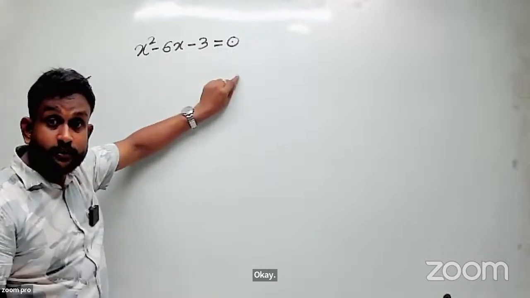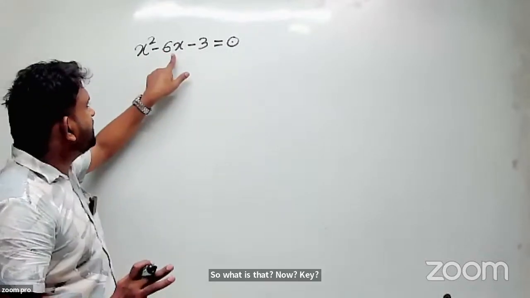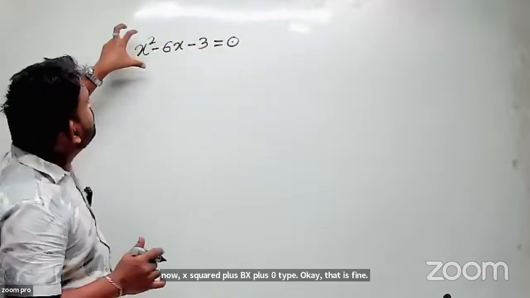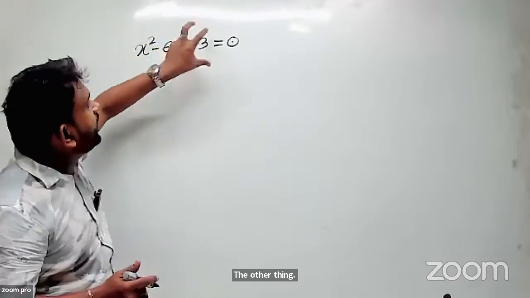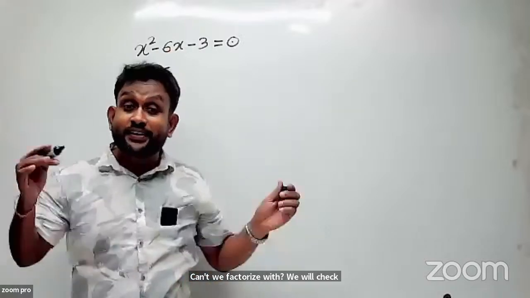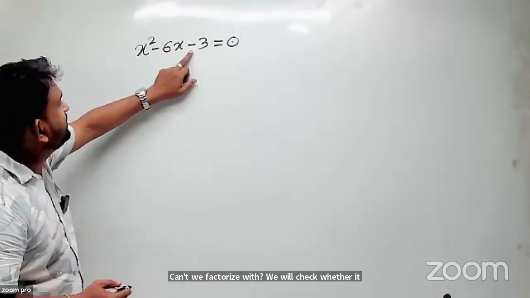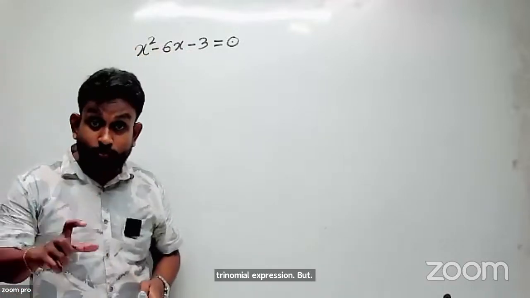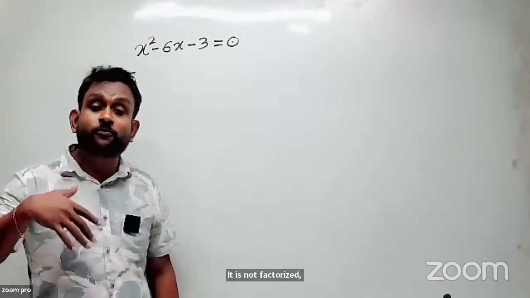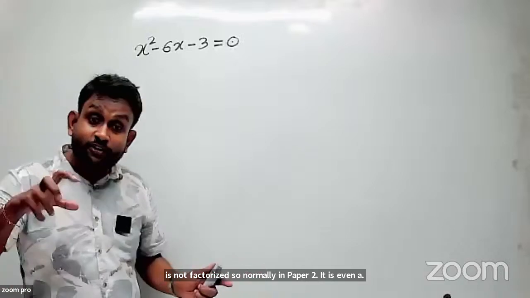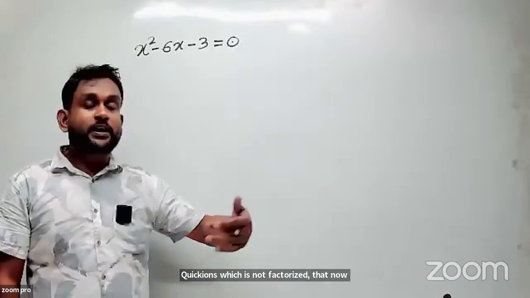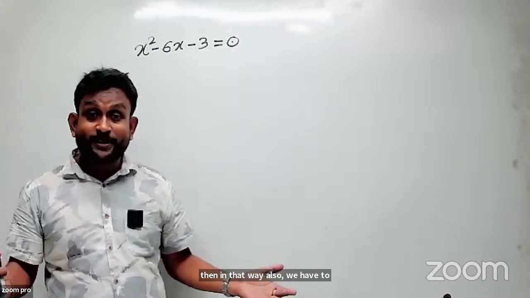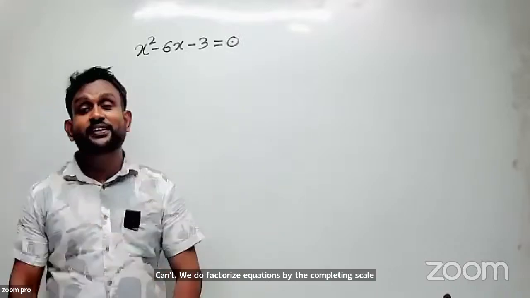Quadratic equations. Okay. Now x squared plus bx plus c equals 0 type. Okay, that is fine. The other thing, can't we factorize? We will check whether it factorizes or not. If it is factorized, that is the easiest way. But see there, this is a trinomial quadratic expression, but it is not factorizable. So normally in paper 2, equations are given which are not factorizable. Can't we solve by completing the square? We can, but that is the longest path. Factoring is the easiest path.